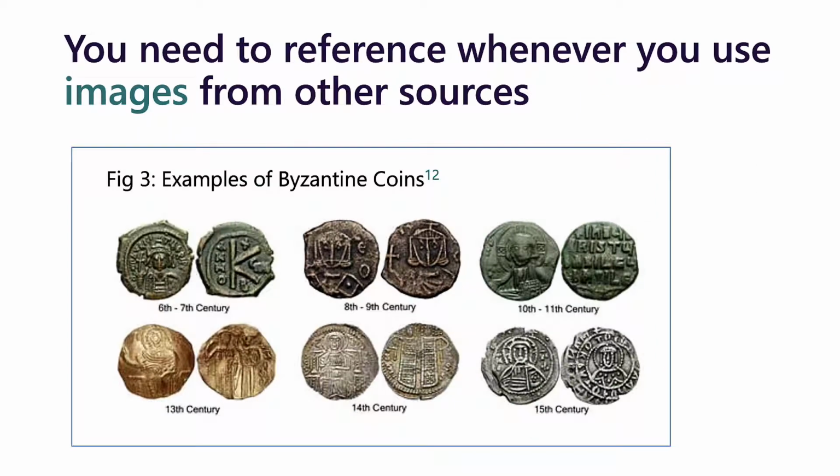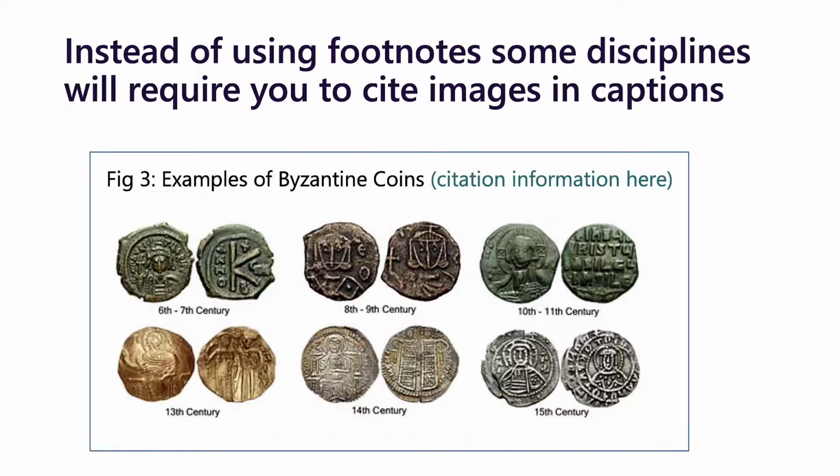You need to reference whenever you use images from other sources. So we've got some examples of Byzantine coins here, and we would need to say where we got those images from. Sometimes, instead of using footnotes, some disciplines will require you to cite images and captions. So your citation information would go here, but you would need to check with your lecturer which way they wanted you to do it.